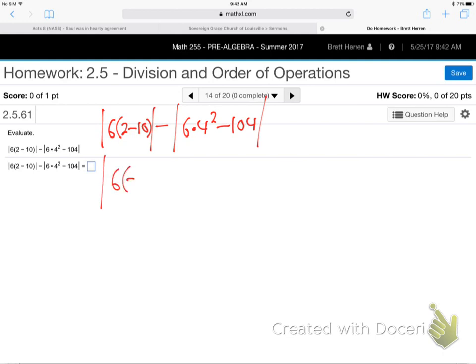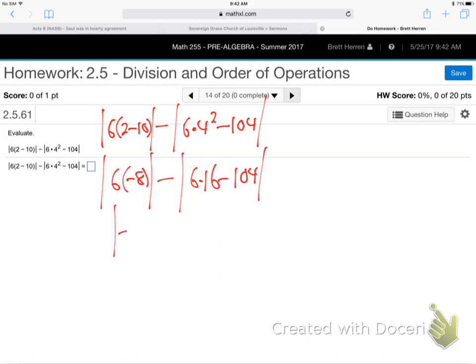So 6 times minus 8. See what I'm doing in there? I did those inner parentheses, right? 2 minus 10 is negative 8. Everybody good with what's going on? So I subtracted in here. 2 minus 10 is negative 8. And 4 squared is 16. Do the powers in the parentheses first. Remember all that?